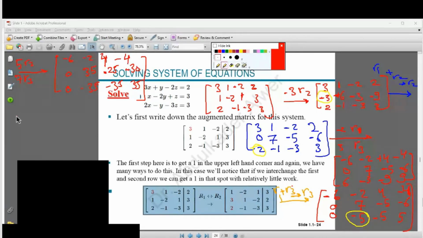Last thing, R3 positive R2. So it is minus 6, minus 2, 4 minus 4, 0, 35, minus 25, 30. Now, 0 is 0, 0, 35, 0, minus 25 is correct. Check, yes. With 35, with minus. Okay, 60.